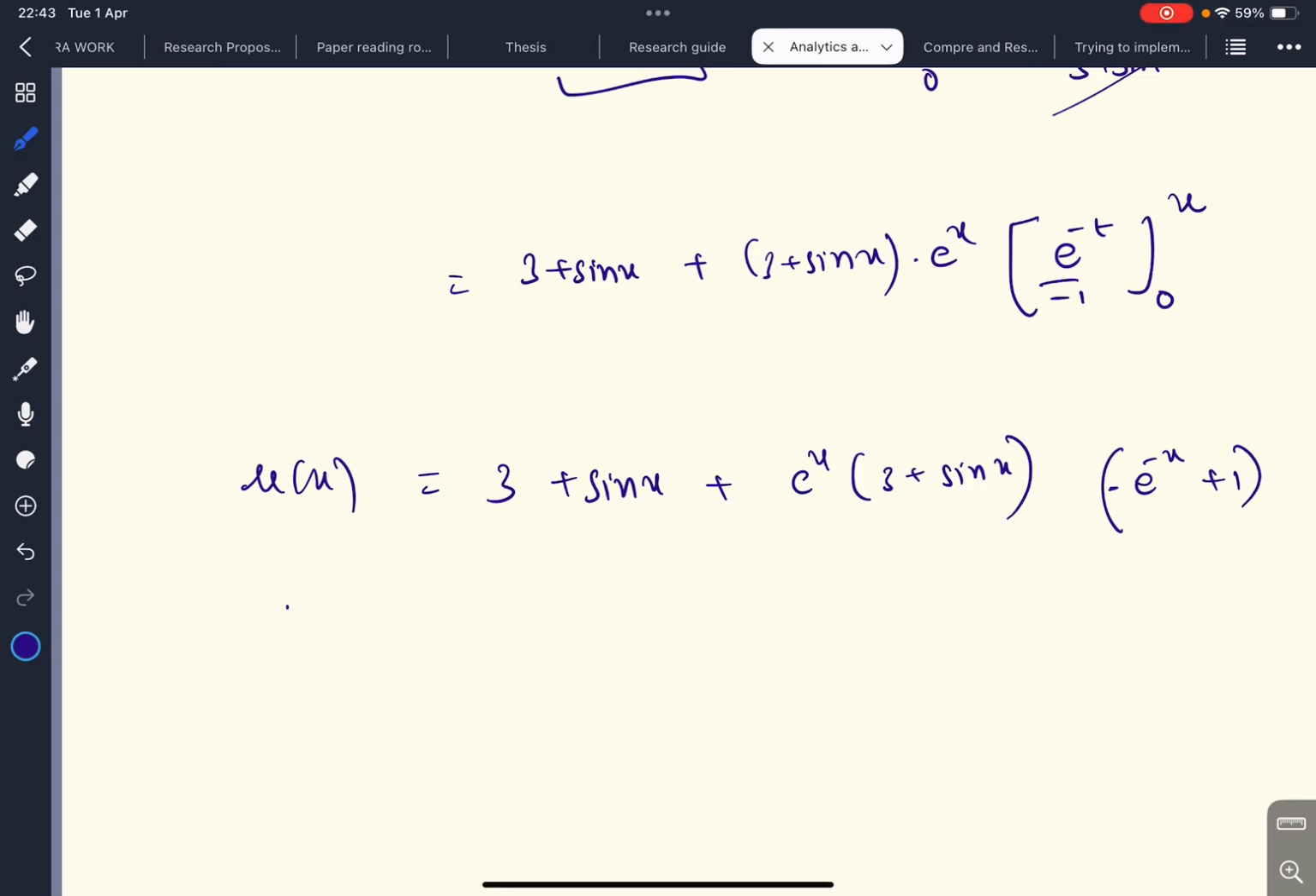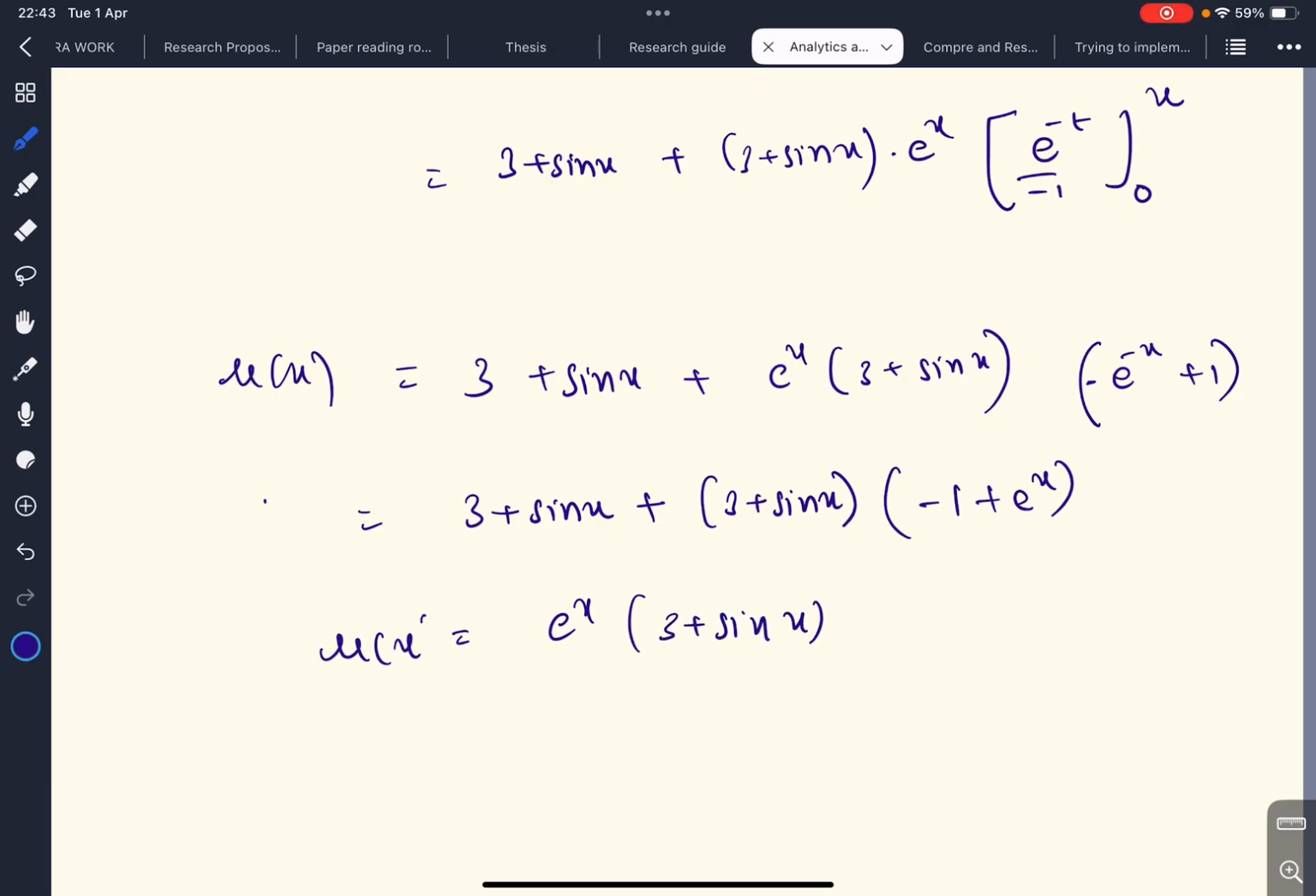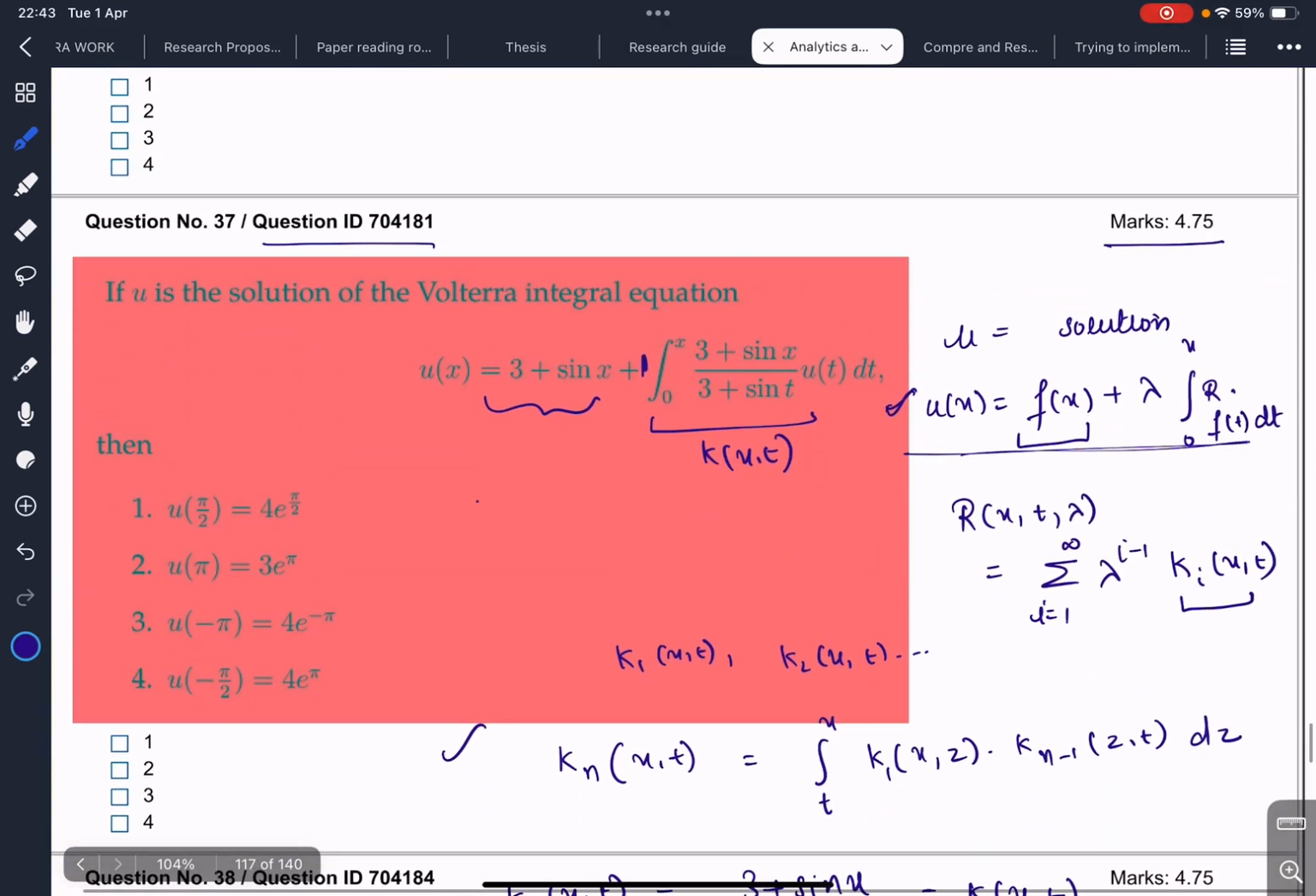Now we have to check. We can first simplify it, then we will check the options. Plus (3 plus sin x), we take this e to the power x over here, it will be minus 1 plus e to the power x. When you take 3 plus sin x and minus 3 minus sin x, this gets cancelled. You will just get e to the power x into (3 plus sin x). So your u(x) is e to the power x into (3 plus sin x). Now you check the options.